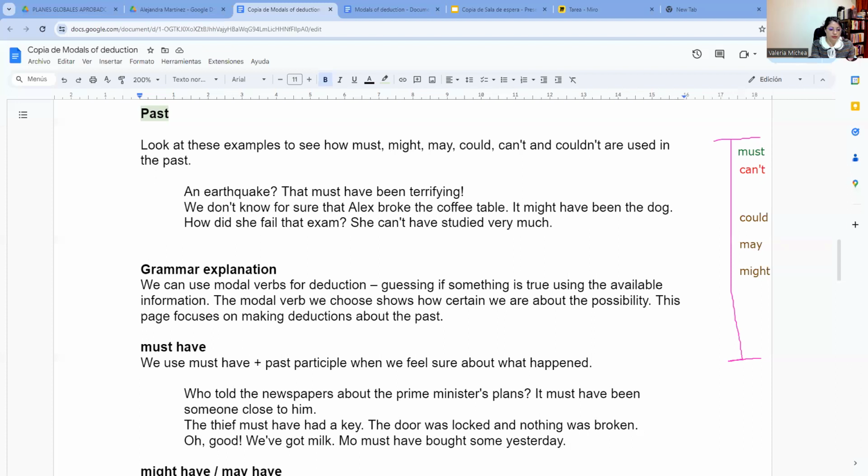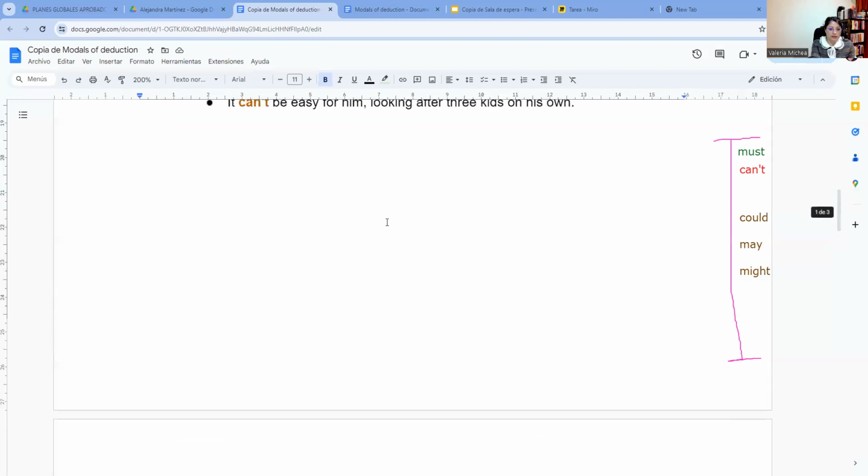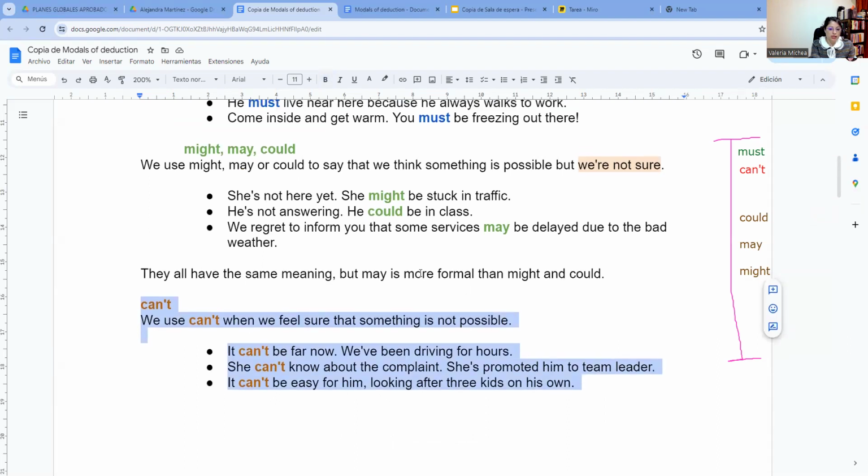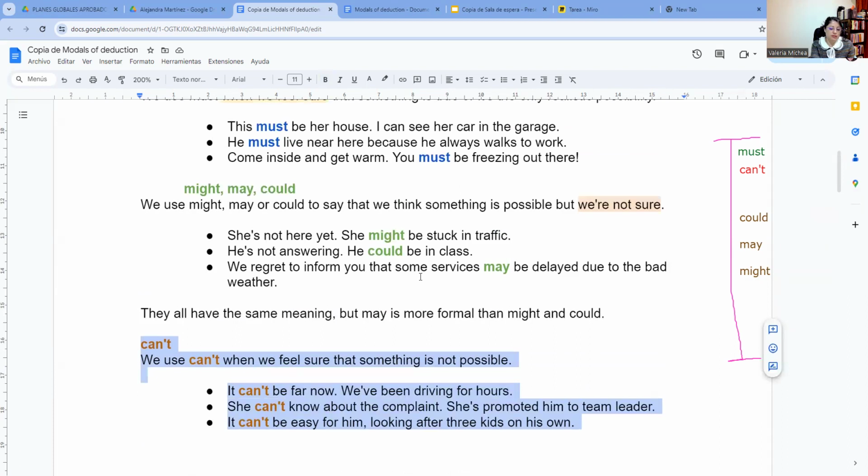How about negative deductions? Well, negative deductions, we have can't. So when something is not possible, if you make it negative, it's the same. We keep the same degree of possibility. For example, you must not be serious, meaning that I don't believe what you're saying, or you can't be serious, meaning that it's impossible for me to believe that you are serious.